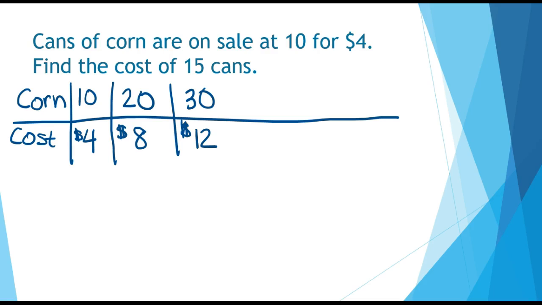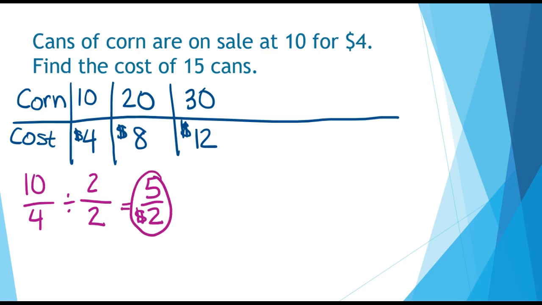We want to find out how much it is for 15 cans. So I'm going to go back to some previous stuff that we've done. I want you to think about this. If it's 10 cans for $4, what do they have in common? How can I simplify this? Good. They have a 2, so I'm going to divide it by 2. And then that would be 5 over 2, which means 5 cans for every $2.